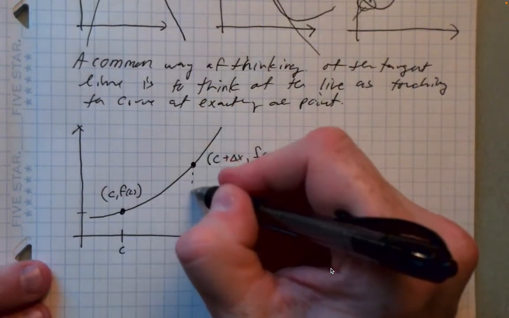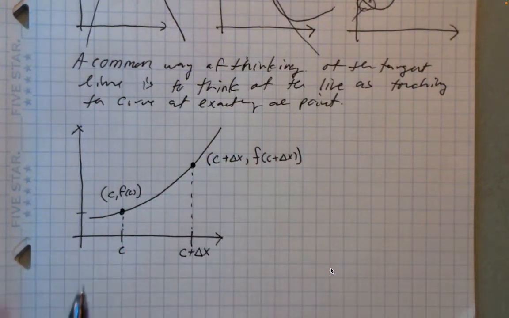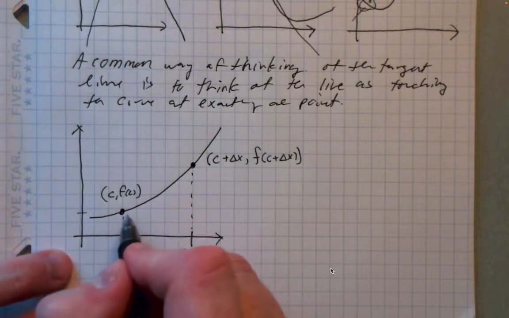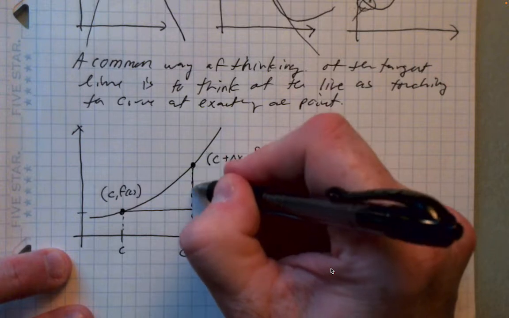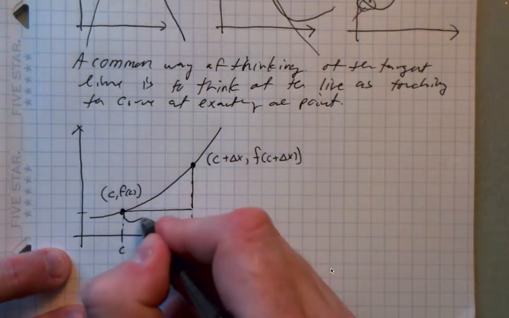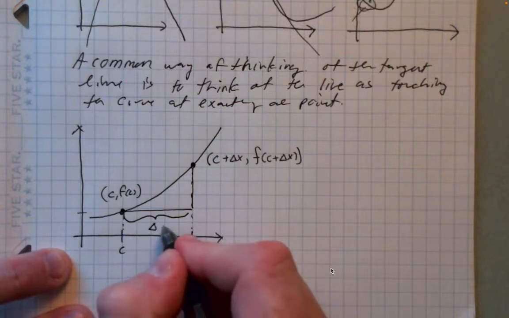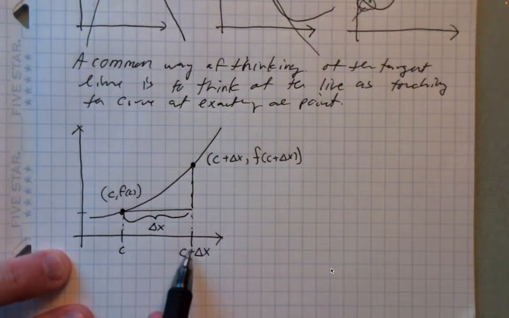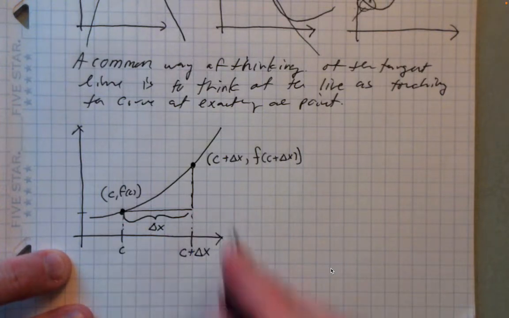Just for clarification, these points are evaluated at C and C plus delta x. Now, let's think about the triangle that's created here. This distance here is delta x, right? Because here you're at C, this is C plus delta x, so if you subtract C plus delta x minus C, you get delta x naturally.